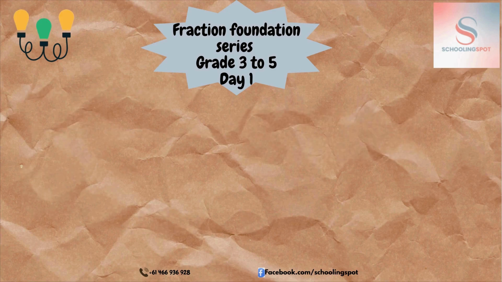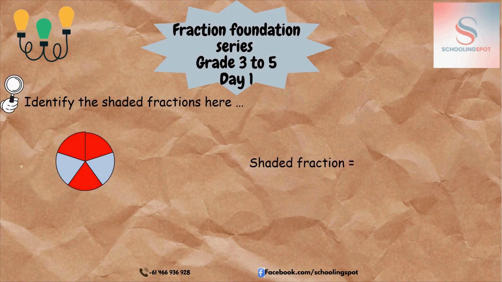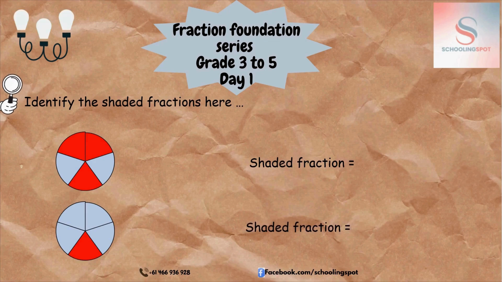Now it's time to solve a few questions. Identify the shaded fractions here. In the first figure, total number of parts is 5 and number of shaded parts is 3. So shaded fraction is equal to 3 by 5. In the next figure, total number of parts is again 5 and number of shaded parts is 1. So shaded fraction becomes 1 by 5.